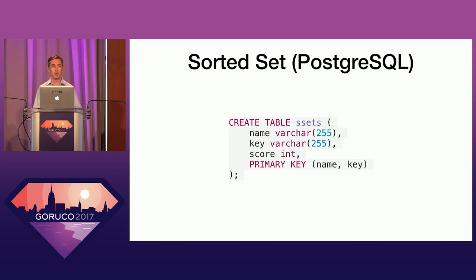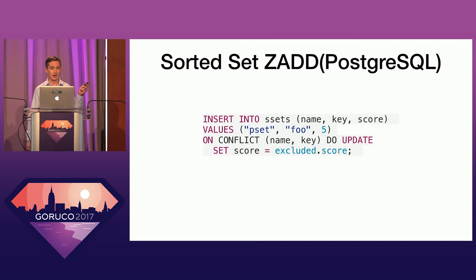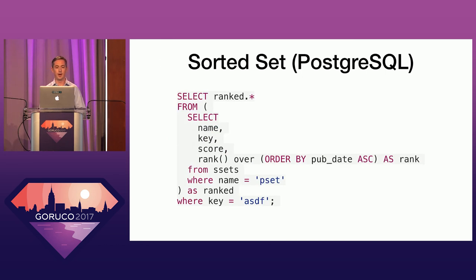And the reason I'm doing it in Postgres and not just SQL is because this code looks different if I do it in MySQL. So here we're going to create a table. Actually, this looks the same for both. But other stuff looks different. So for the ZADD function, in this case, we want to say insert if it's not there, update if it's already there. This is the code to get the rank. So we're getting the rank from the pset of the ASDF member.